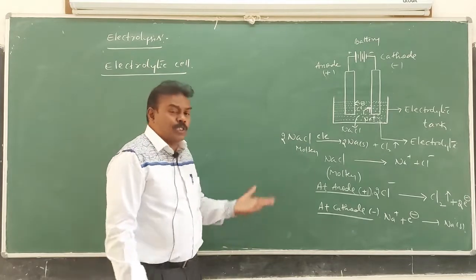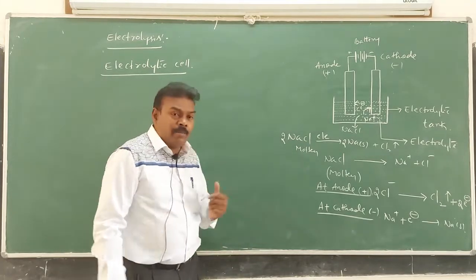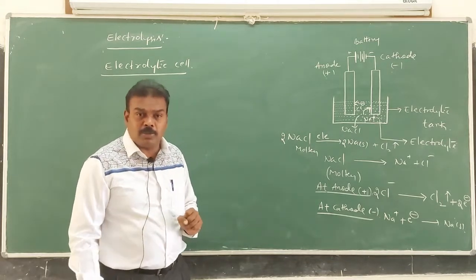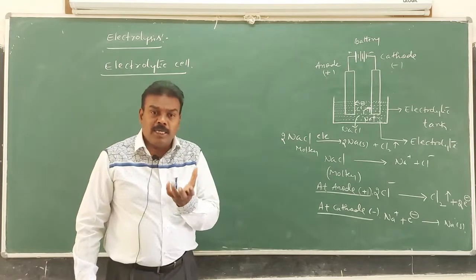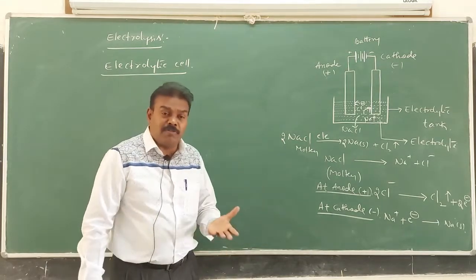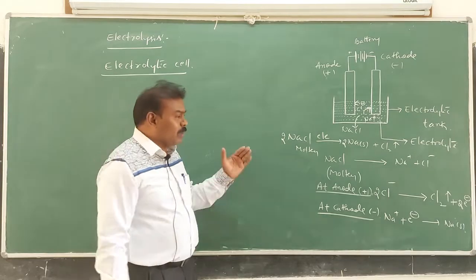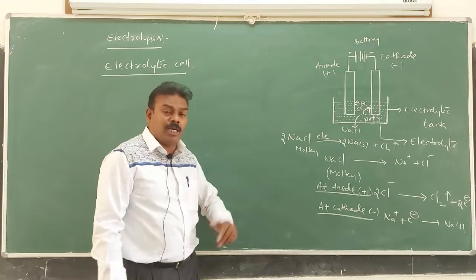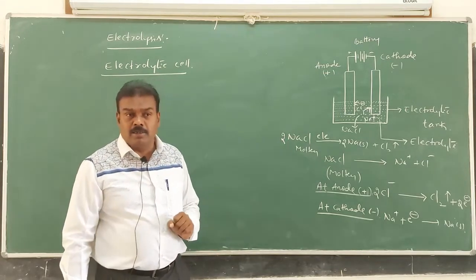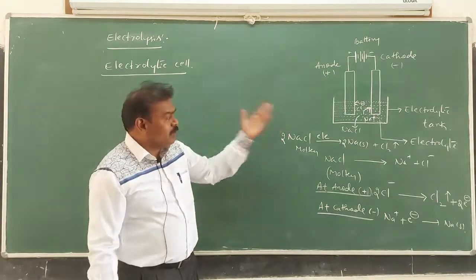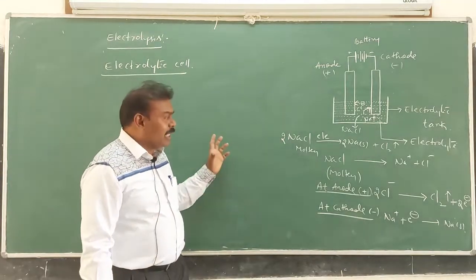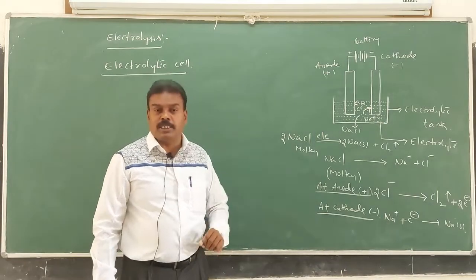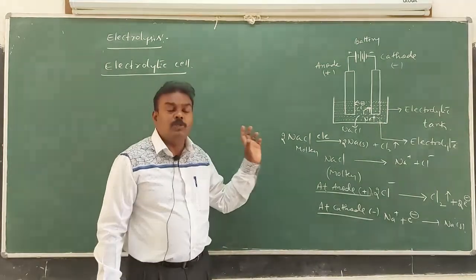We cannot extract sodium metal or aluminum metal by means of what? Pyrometallurgy. That is by means of heating, it is not possible. Sodium metal is very reactive. Even at room temperature itself it undergoes oxidation very easily. So sodium we cannot extract by means of blast furnace and all. At high temperature it is not at all possible to extract sodium metal. Then how to extract sodium metal? By means of this electrolysis process. Most of the electropositive metals can be extracted by electrolysis. Hence it is highly useful.